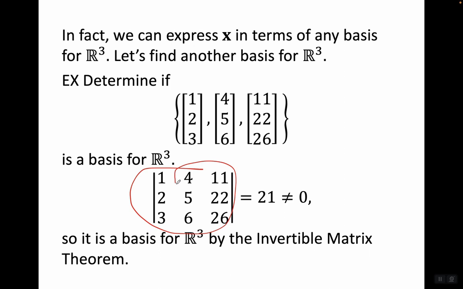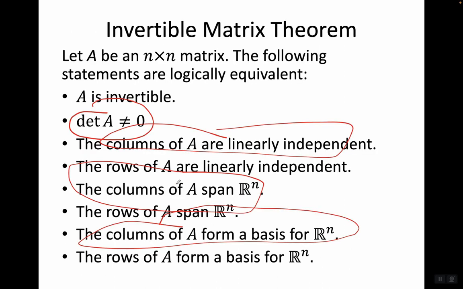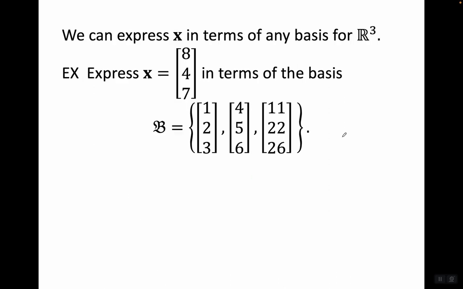(1, 2, 3), (4, 5, 6), (11, 22, 26). The determinant is 21, which is not 0. So it is a basis for R3 by the invertible matrix theorem. And it's a basis because we know that those columns are linearly independent, and we know that those columns span R^n, so they must be a basis.